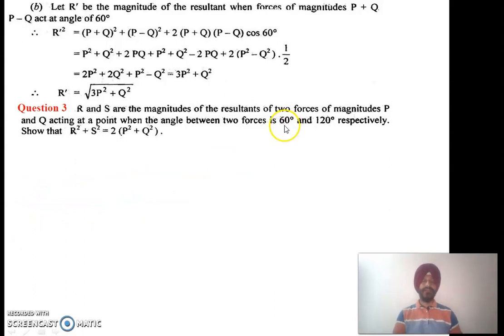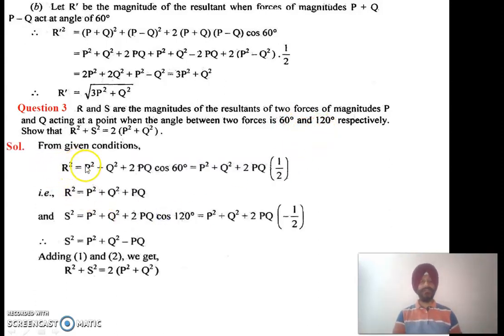Two angles are there. The first angle alpha is 60 degree, and the second time the angle alpha is equal to 120 degree. From the first case when alpha is equal to 60 degree, we got R square is equal to P square plus Q square plus 2PQ cos 60 degree. Cos 60 degree is 1 over 2, so R square is equal to P square plus Q square plus PQ; 2 and 2 cancel. Similarly, S square, the resultant is S when alpha is 120 degree. We got cos 120 is minus 1 over 2.